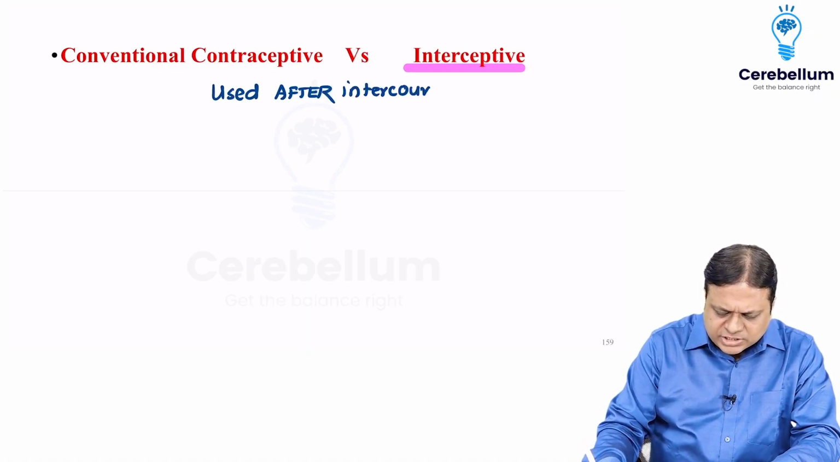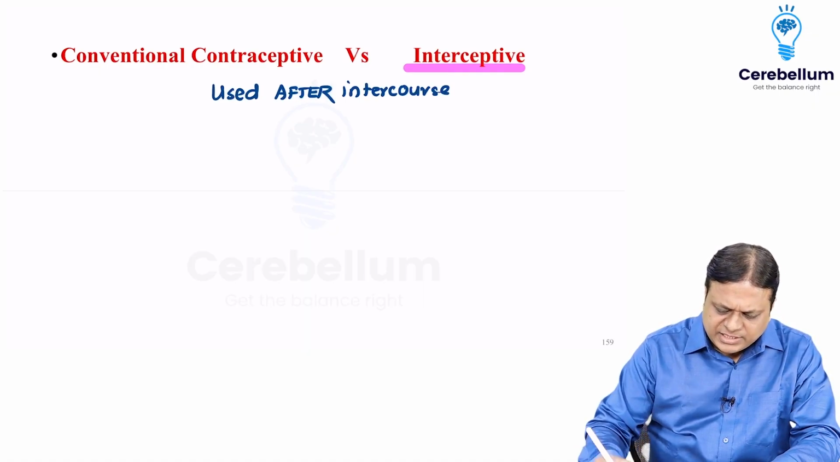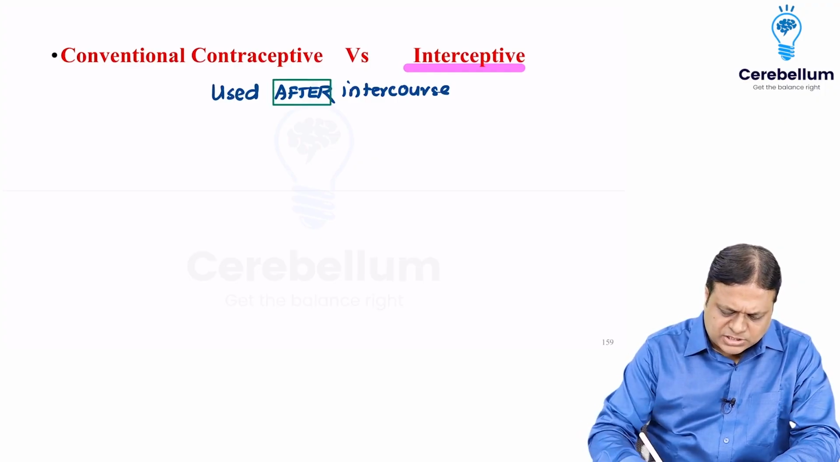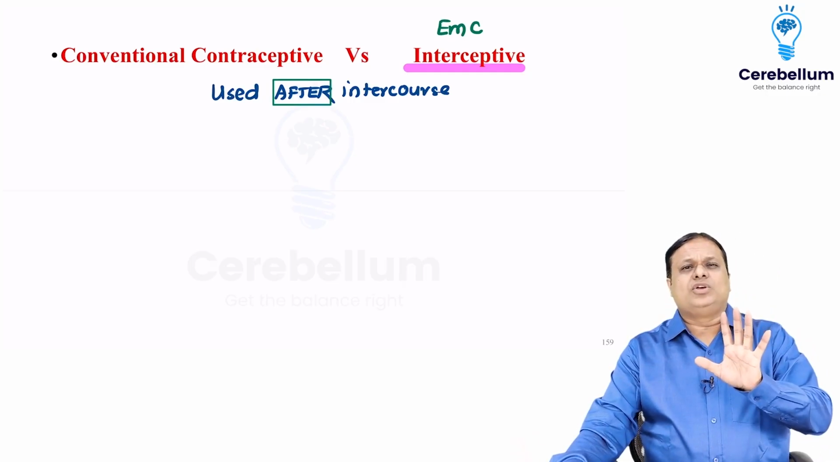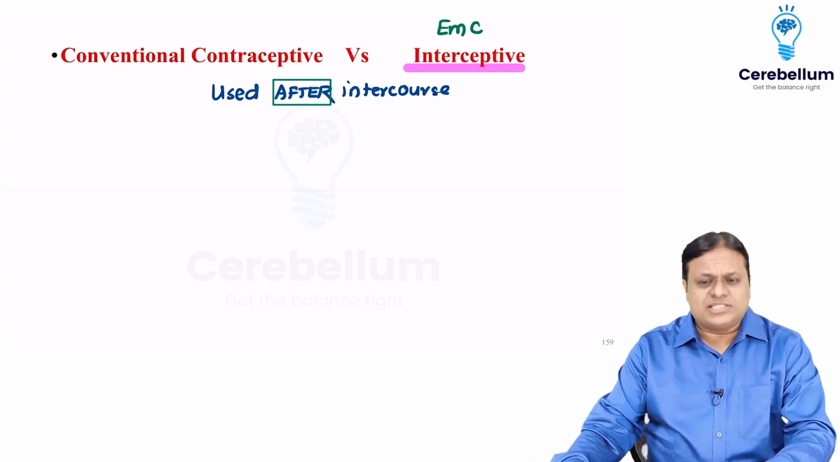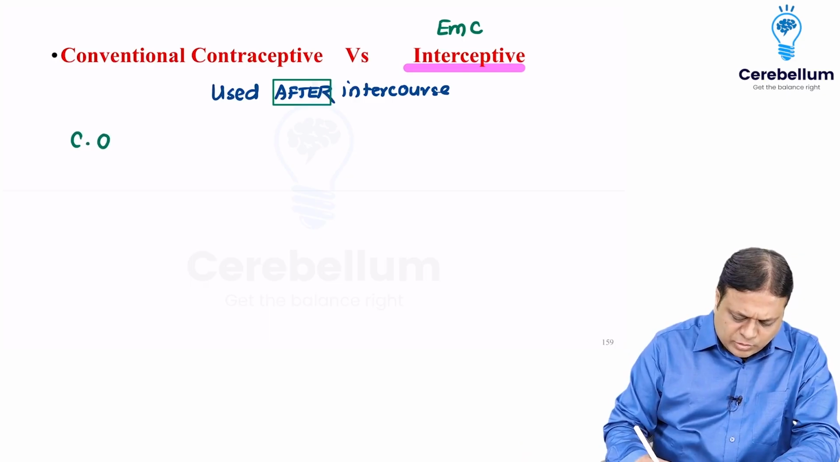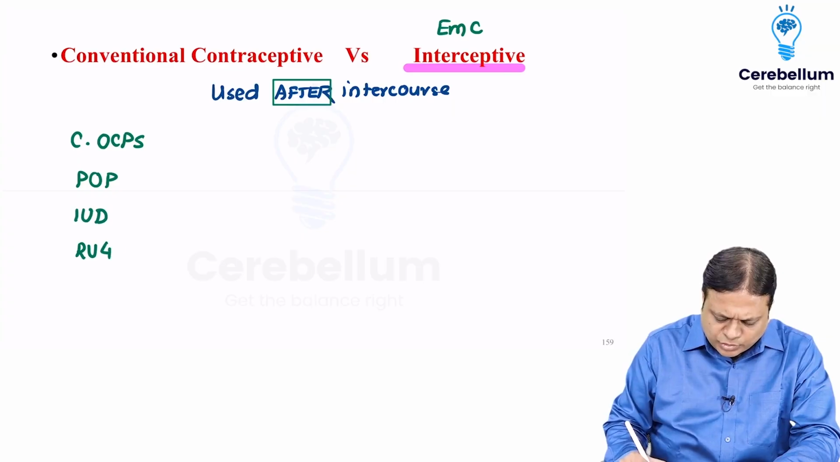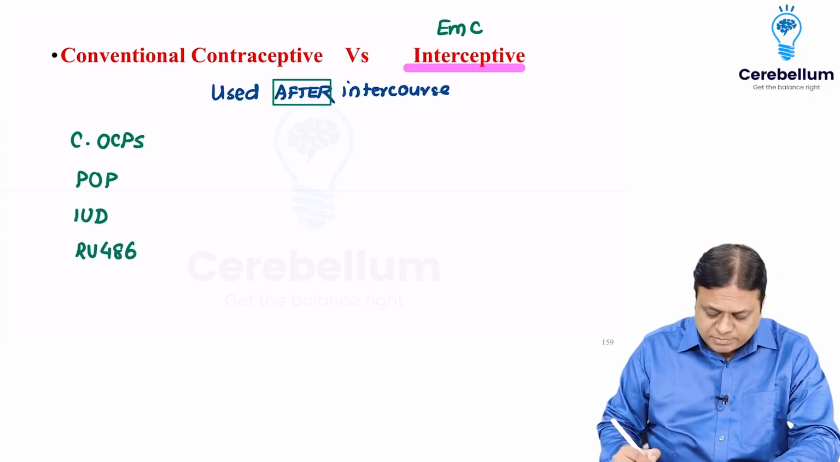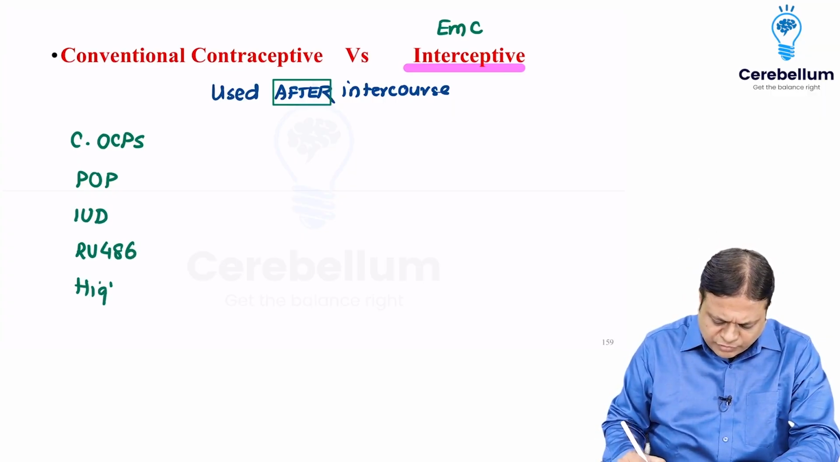So we can say that this is a synonymous term to emergency contraception. Which 5 major emergency contraceptives are recommended in the RCH program of India? This includes combined oral contraceptive pills, progesterone only pills, IUD, RU486 that is mifepristone, and high dose of estrogen.